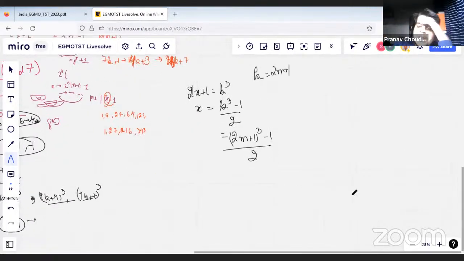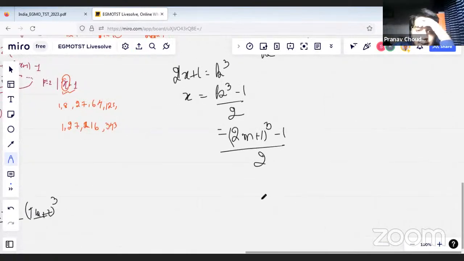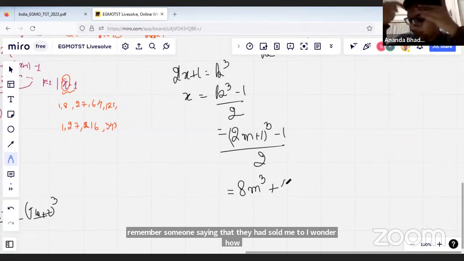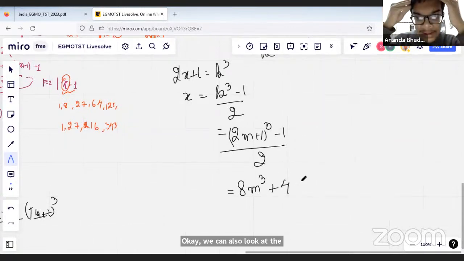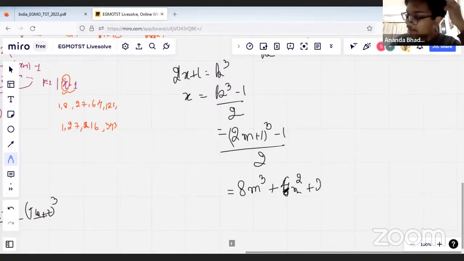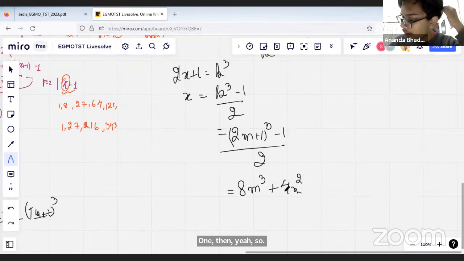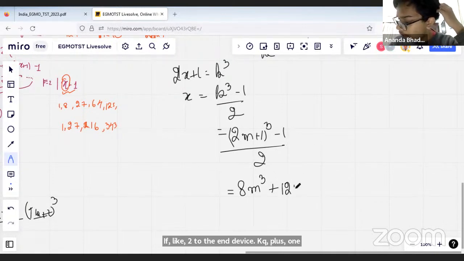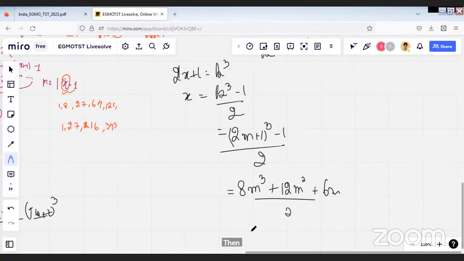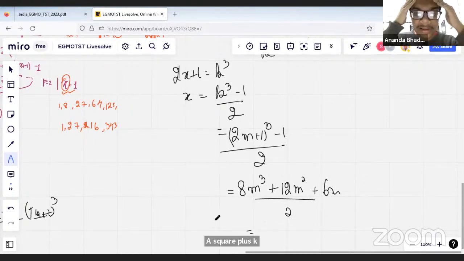I remember someone saying that they had solved P2. I wonder how. Okay, we can also look at the V2 of x plus 1. Yeah, that's what I was trying now. If 2 to the n divides k squared plus k plus 1, then 2 to the n must divide k plus 1. Yeah, so the V2 never decreases.